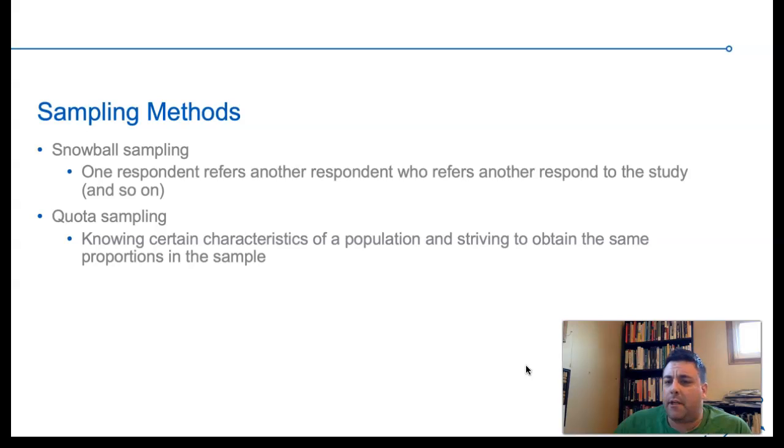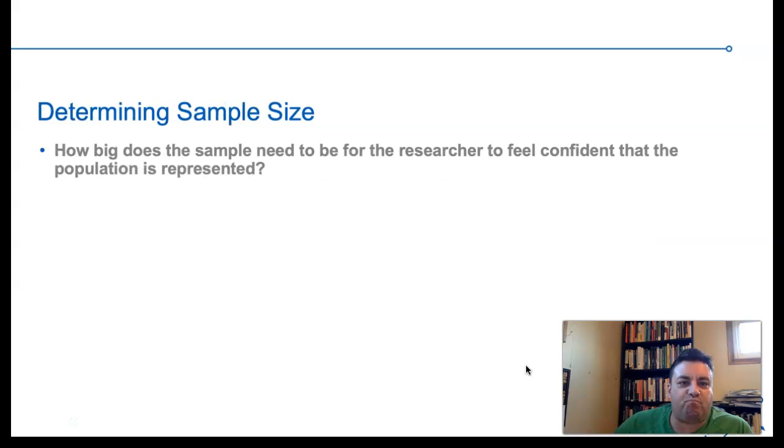Quota sampling is simply knowing certain characteristics of a population and attempting to get that same proportion. It actually looks very similar to some of the random sampling methods, but in quota sampling we're using convenience or snowball methods to get to a certain proportion. We're not randomly sampling to get to a certain proportion.